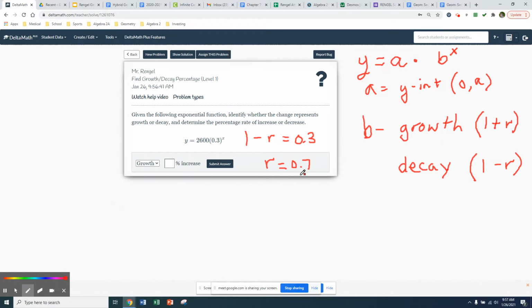And change that to a percent, that's going to be a 70% decrease. Okay. So we head back, we're going to change this to a decay, and that's going to be a 70% decrease. So examples of decay, a big one would be in science, you talk about carbon dating.